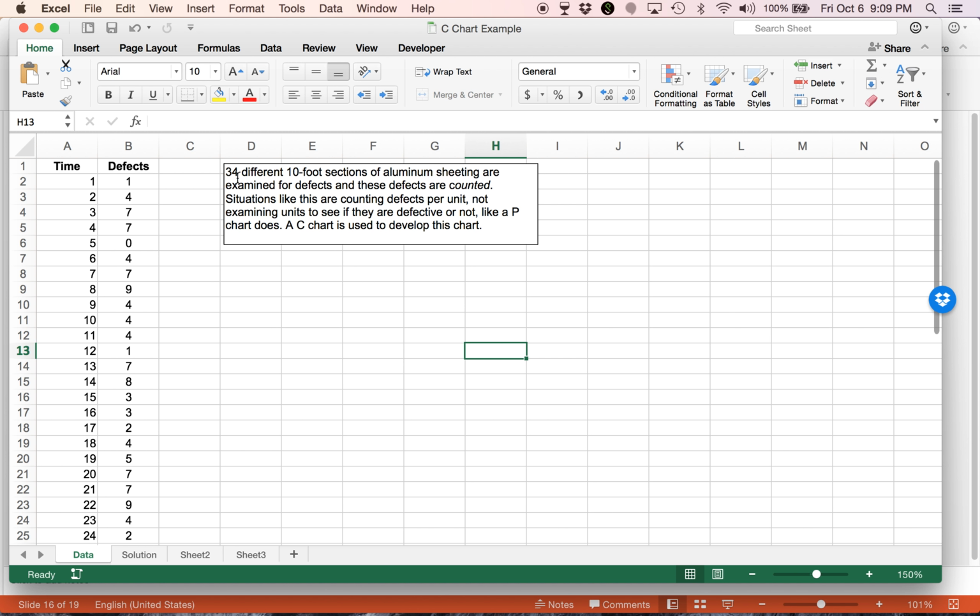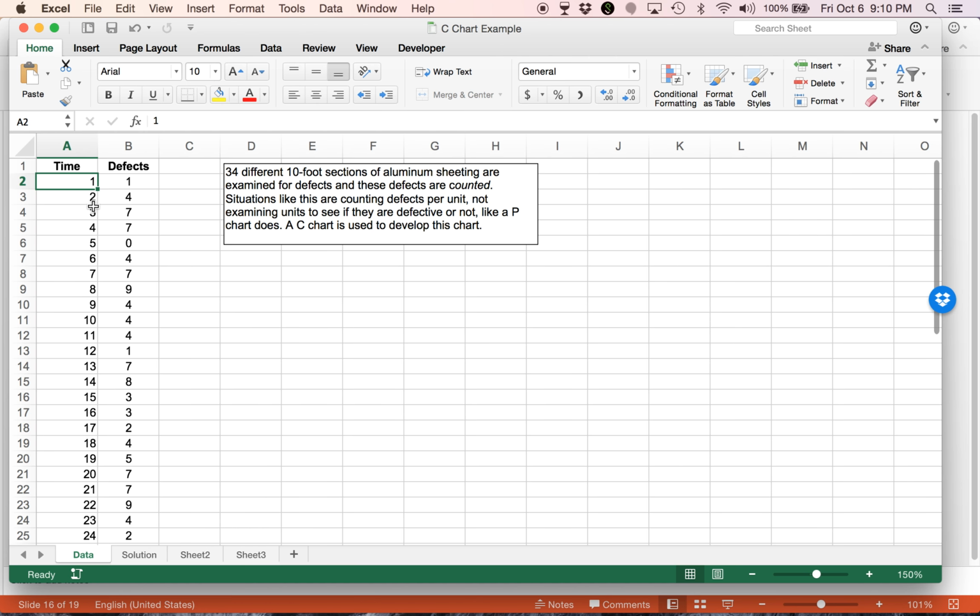So the sample size is fixed, and we're counting the defects per unit. We're not examining to see if the units in themselves are defective or not. So like the P chart, we'd be counting the number of defects per unit, but now we actually want to see how many defects we have. So we're going to use a C chart to see whether the number is out of control or not.